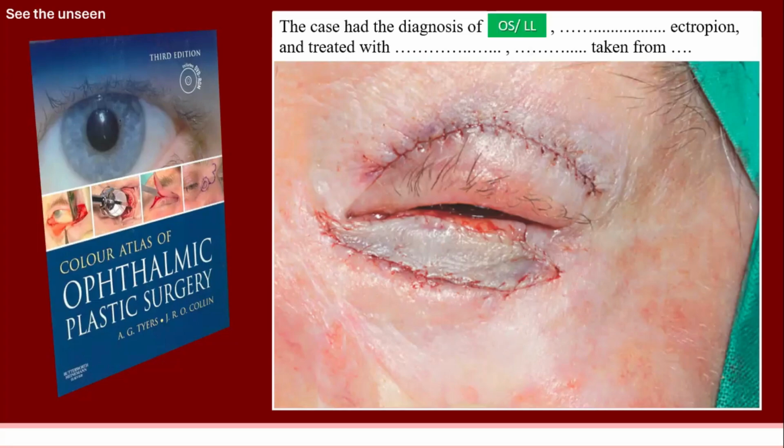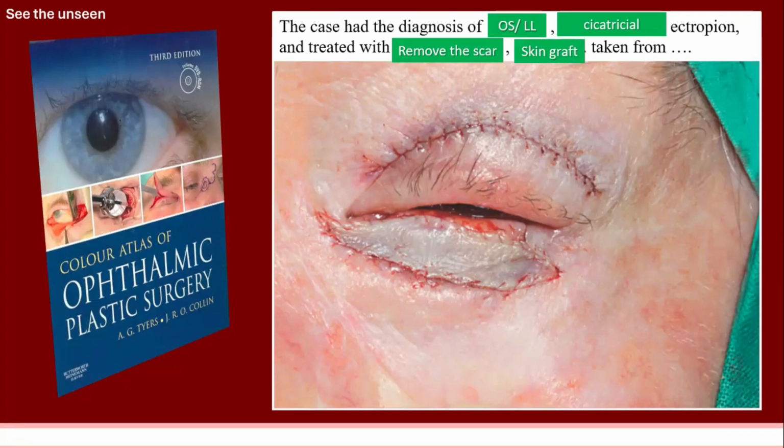So let's see. You said left side lower lid, I guess. You mentioned the side, and you have to mention the side and whether it's upper or lower. And you said also cicatricial. Right now there is no cicatricial element, but the patient had. You missed one answer here, because I said in the previous class, we remove the scar tissue because definitely there is a scar tissue here. So the first principle is to remove the scar, and then we have a skin graft, taken from the upper lid. This is the full answer.